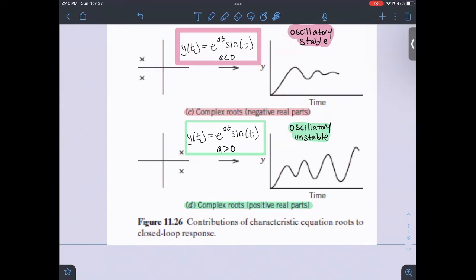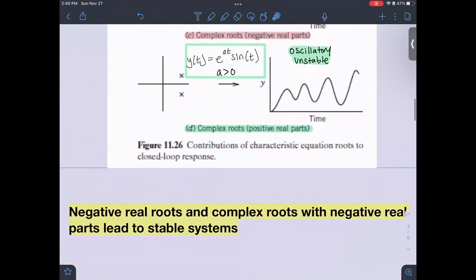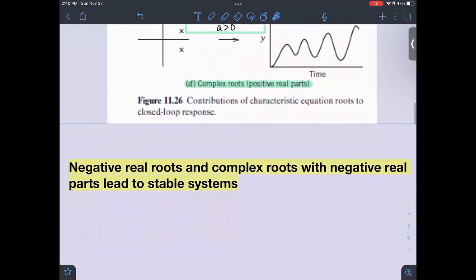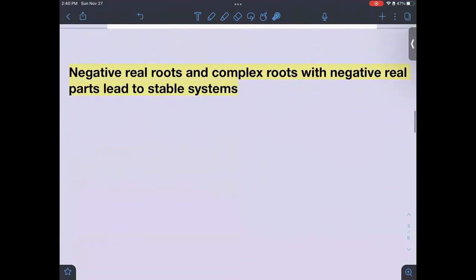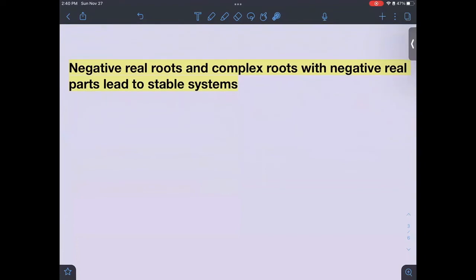And so this is just a general example of how you can use transfer functions to determine the behavior of your system. The bottom line to remember is that negative real roots and complex roots with negative real parts are what lead to stable systems. This is one way to go about finding the behavior of your system. There are other ways, which we will talk about later in this video.